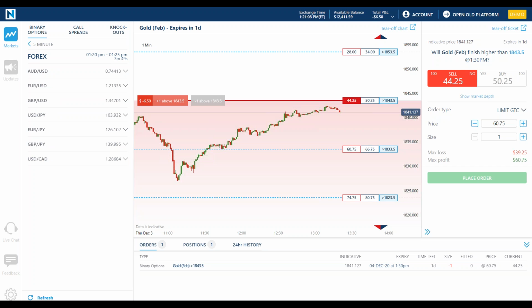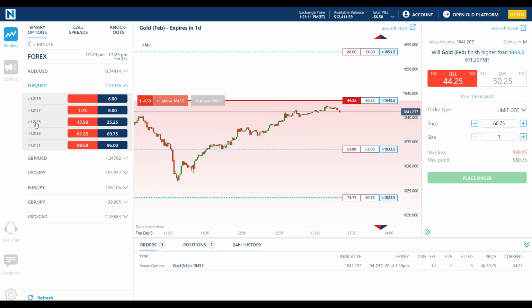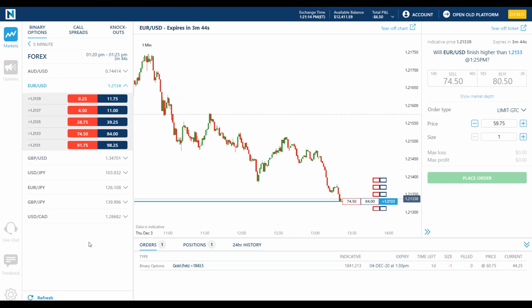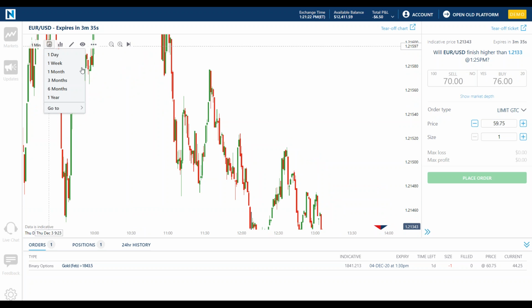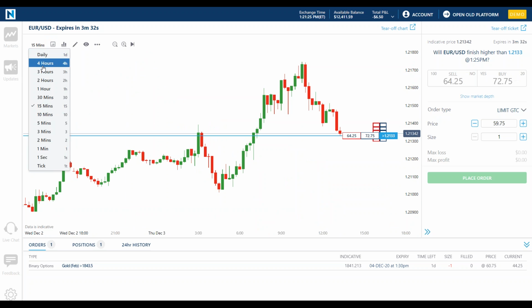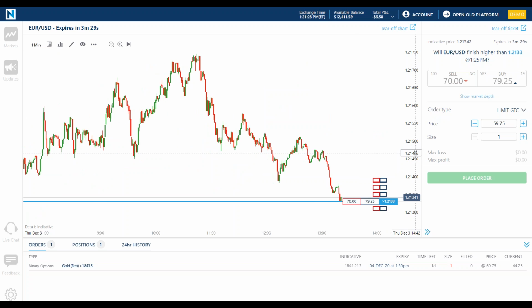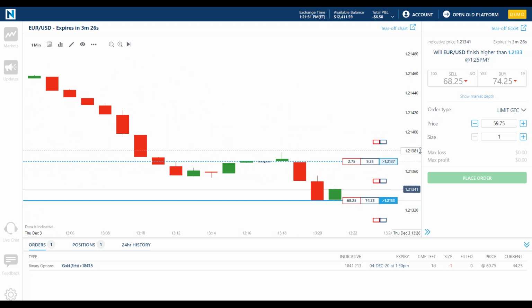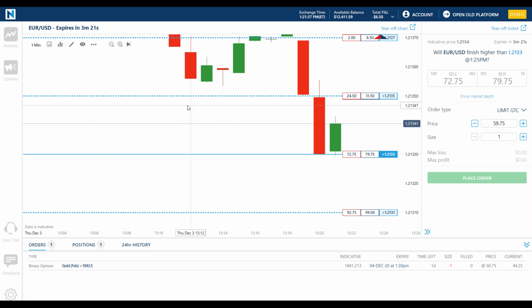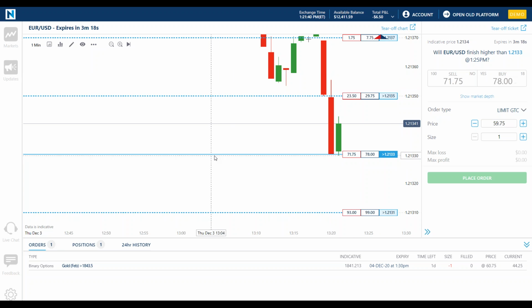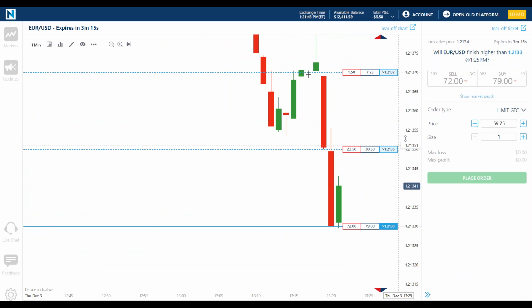So we are going to go to, and let's just use the euro US dollar. Okay, and there's 3 minutes and 40 seconds left. So we're looking at a very short-term contract. And let's make this 1 minute, and let's zoom in here. I want to see what's happening here. Let's get rid of this. Now we can see where the euro US dollar is going to settle in 3 minutes.